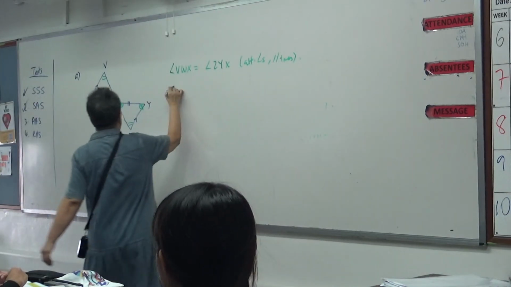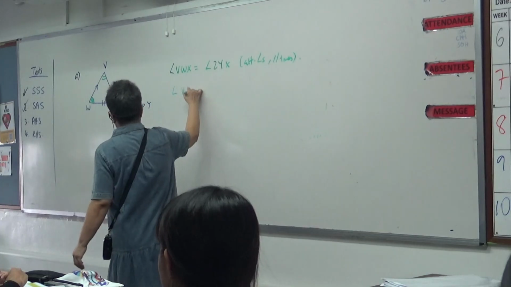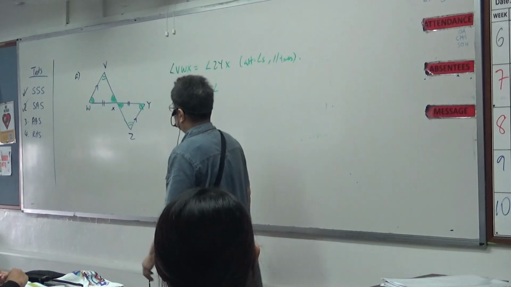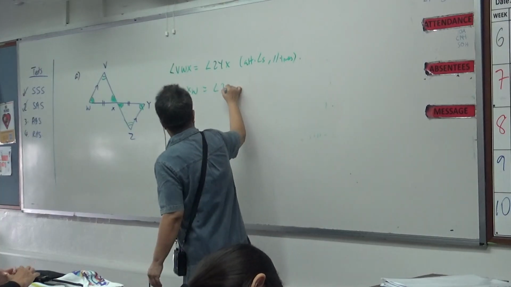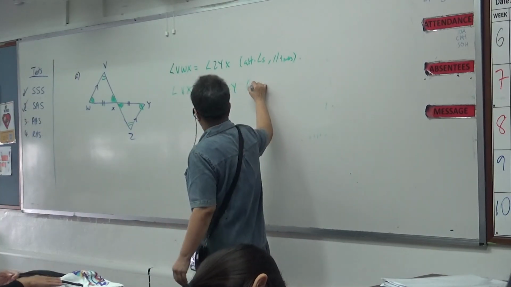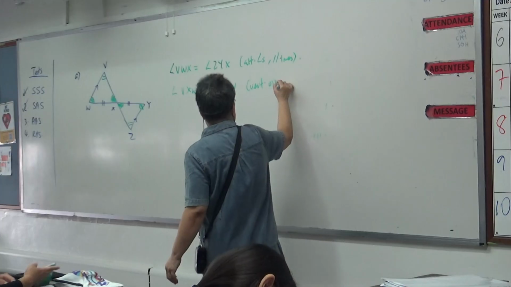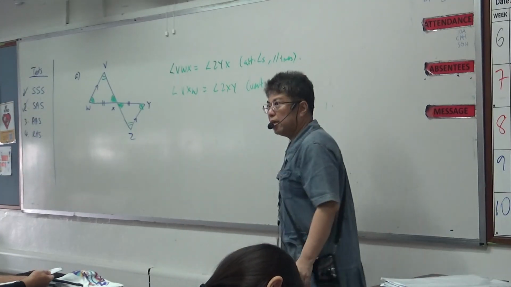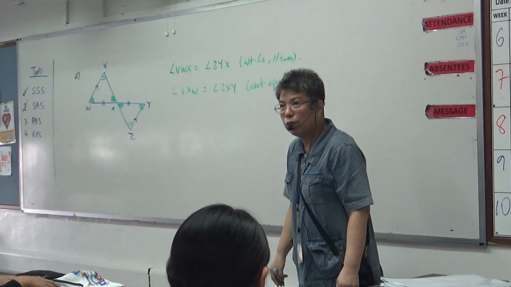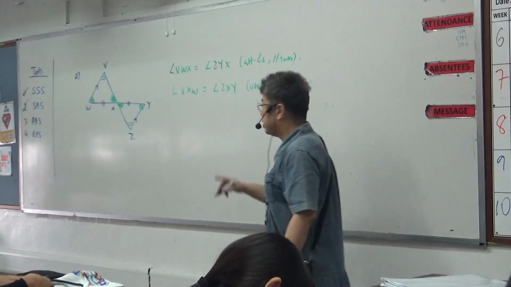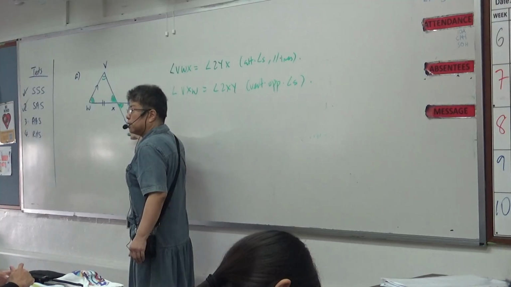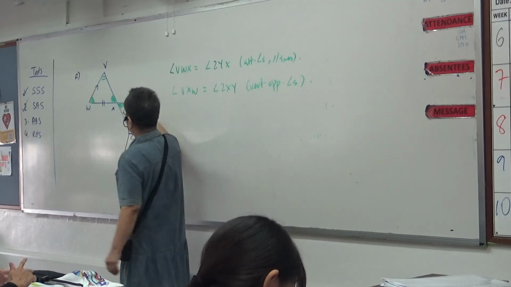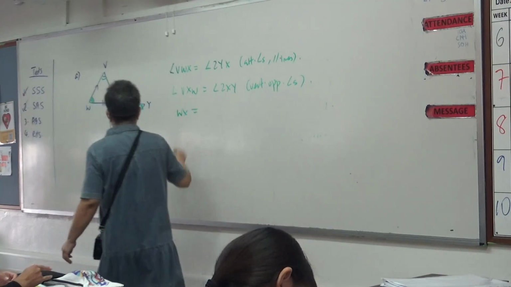What do I write? Angle VXW is equal to angle ZXY, right? Because of what? Vertically opposite angles. Can you see it? Vertically opposite angles. Now I want to ask, can you all use this? If you don't want to use vertically opposite angles, you can. It's still the same.